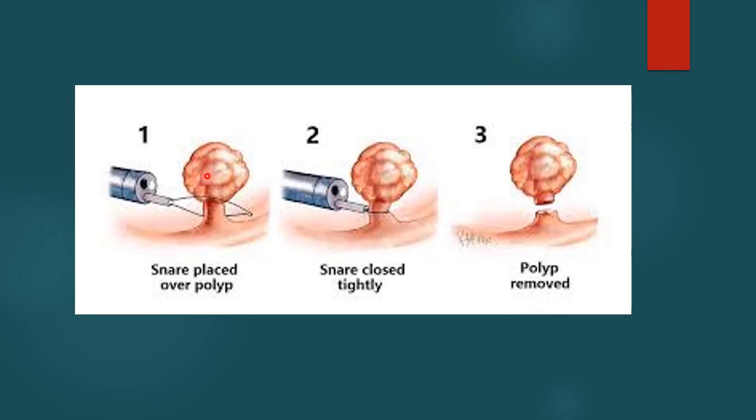This is how polypectomy is done. This is known as a snare, which is a loop around the base of the pedicle of the polyp, which is then snared. The snare is tightened to cause ischemia, and then using cautery, it is transected. So the polyp is removed. This is known as endoscopic polypectomy using the snare technique.